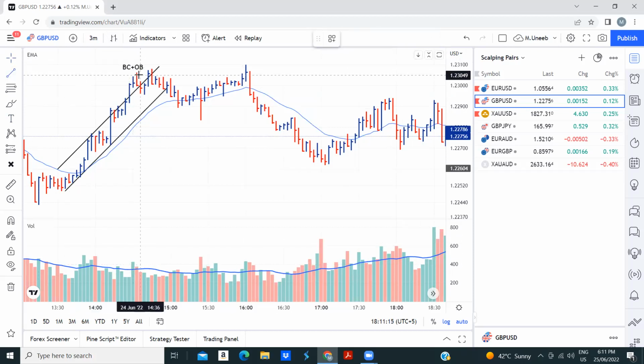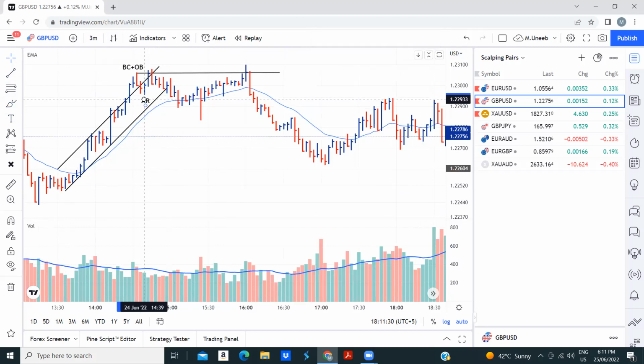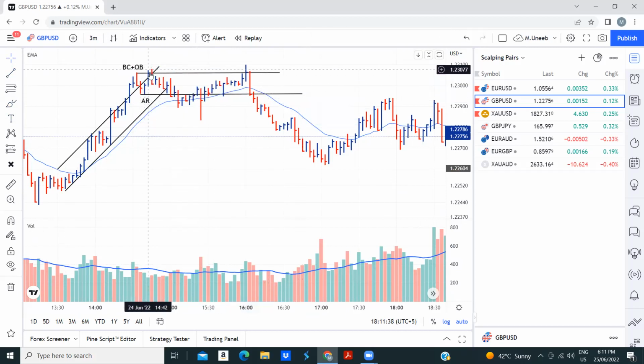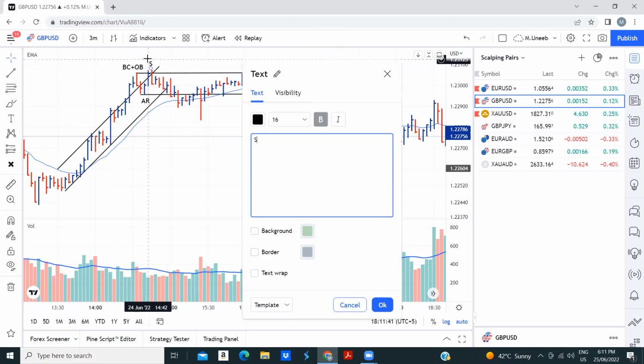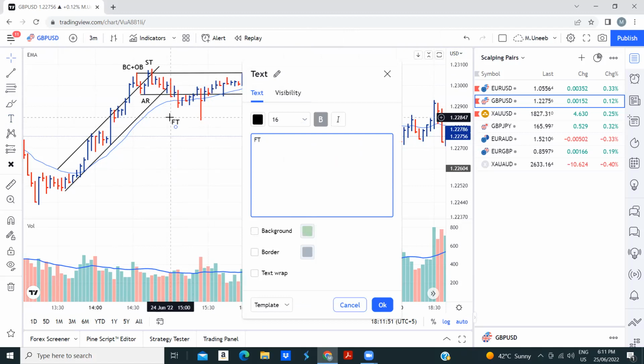Got it? And now what do we have here? We draw the straight line from here, right? So this one would be immediate here. What is this? AR. Automatic reaction. We draw another line here. Now we got the structure here. And as we go up here, what is this? Secondary test, right? How about this one? What is this? FTI, falling through ice, right?